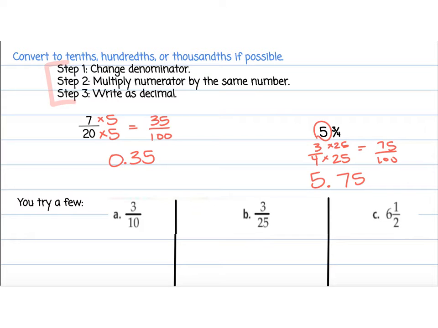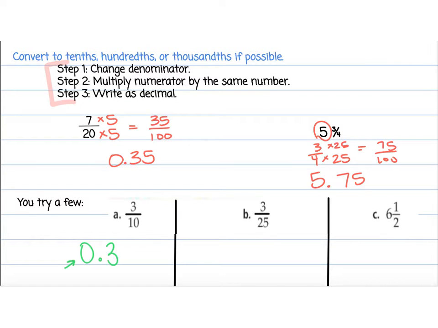Okay, 3/10. I know that it already has a nice denominator. I don't need to change it at all. So 3/10, exactly as that sounds, a 3 in the tenths place. And we always need a 0 in front as a placeholder in the ones spot.